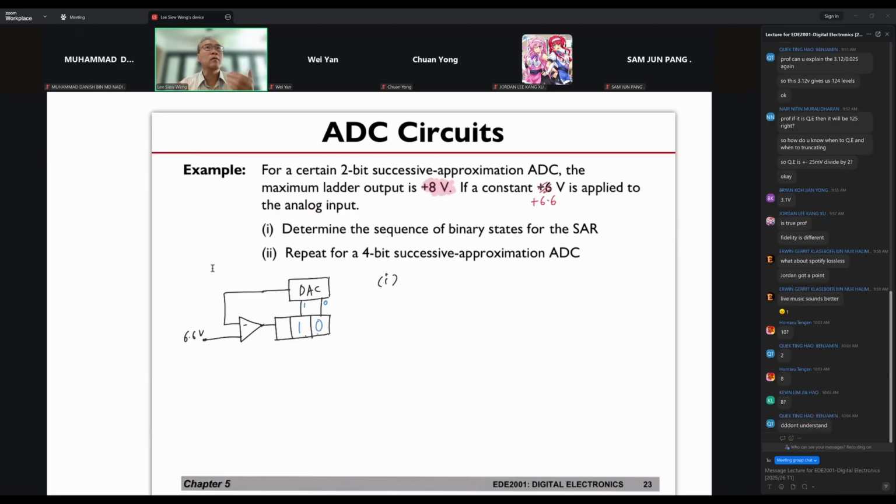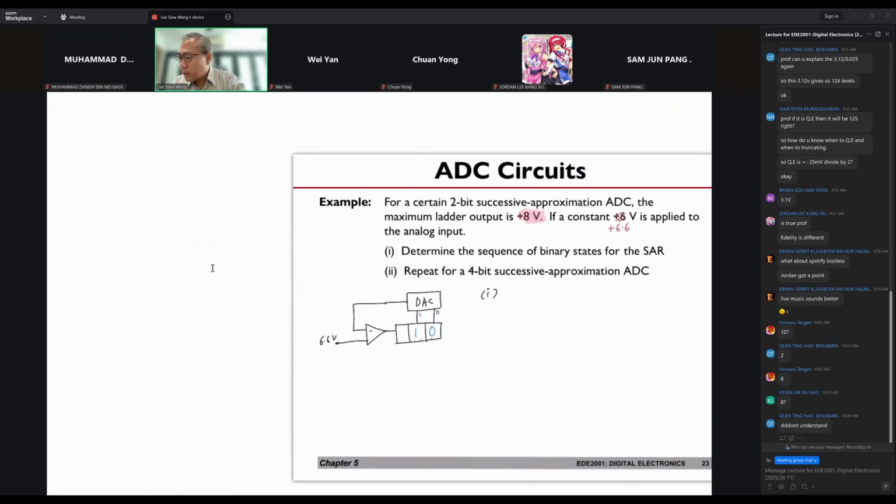No, because when we say the maximum voltage, it's the maximum. So when you have 1 0, it is one level lower. Okay, let me see. How do I explain this? So maximum voltage, right? This will be 0 volt, 2 volt, 4 volt, 6 volt, and 8 volt. Understand that? Don't forget.